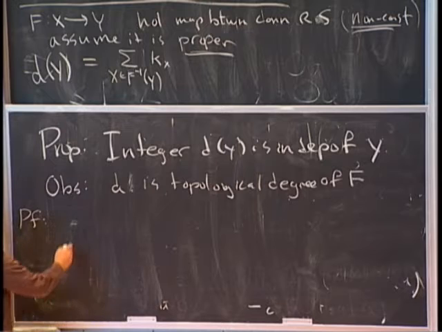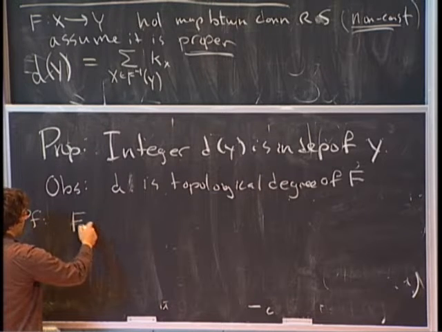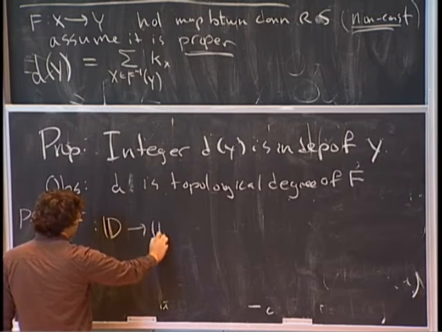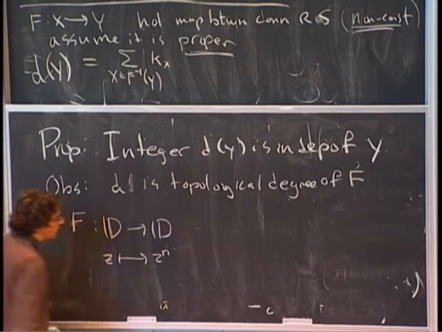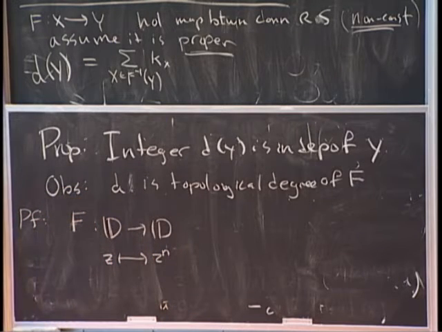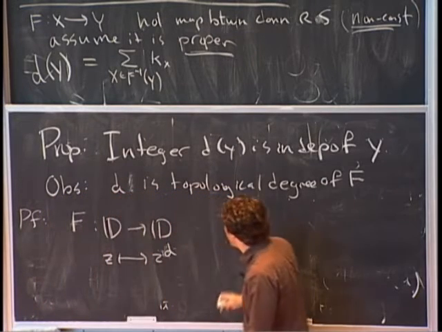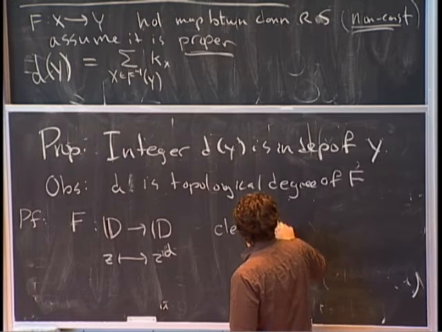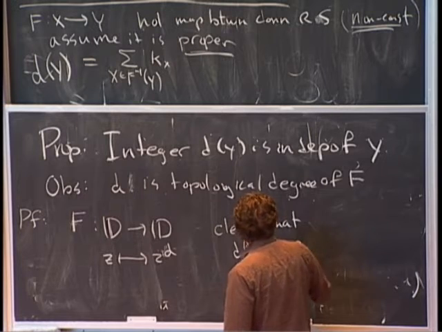So the point is that if we just consider a very simple setting, which is the map f which takes the unit disk to the unit disk, the map z goes to z to the n, or maybe it's better to say z to the d. It's clear that d of y is identically equal to n.